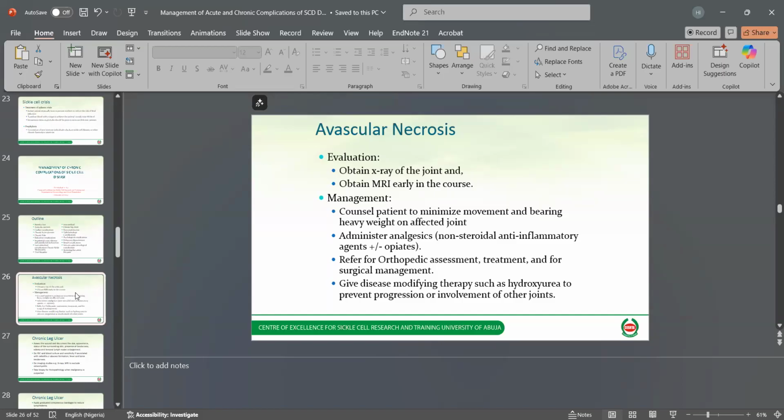Give disease-modifying therapy such as hydroxyurea to prevent progression or involvement of other bones. So for this chronic complication, as I mentioned earlier, multidisciplinary team management is very, very important. So the earlier, the better. We send them to the appropriate specialists who will evaluate them further and give the necessary intervention.